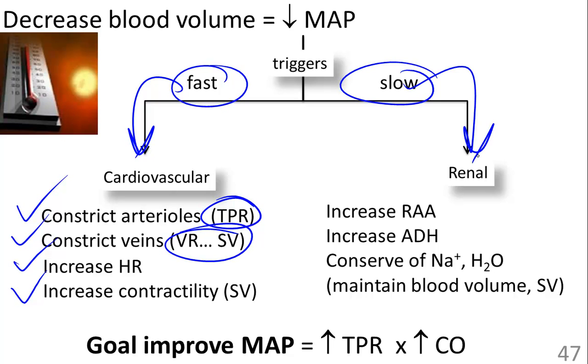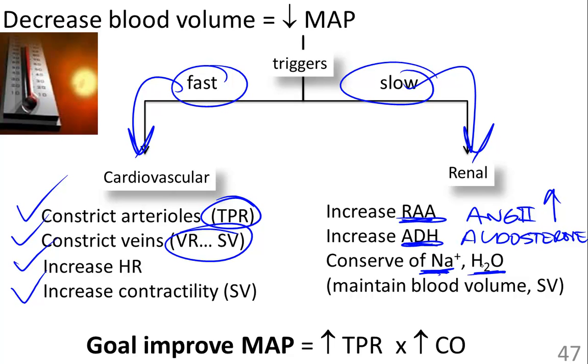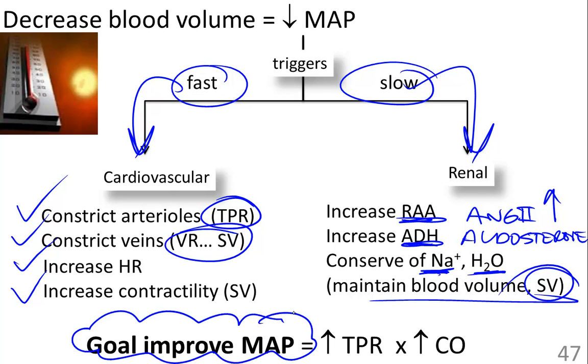On the slow side of things, involving the renin, angiotensin, aldosterone system, we're going to get Ang2 levels elevated, which are going to have pretty profound effects. We can also stimulate ADH, again, through just stress and things like that. We're also going to get aldosterone increase through Ang2. Aldosterone and ADH will help increase water and sodium levels and decrease urine output. Again, that's going to help maintain our blood volume and affect our stroke volume and cardiac output. Again, the goal here is to improve MAP.